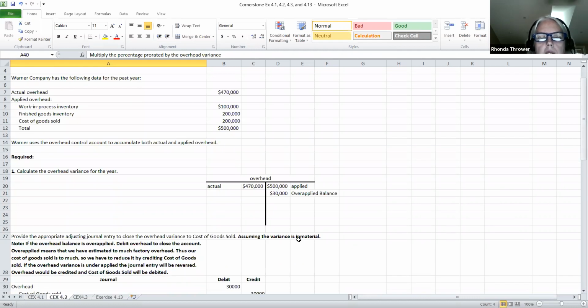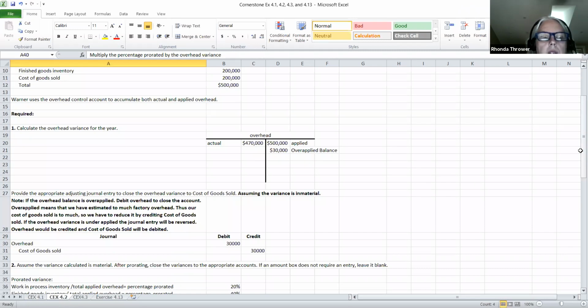And that's assuming that the 30,000 is immaterial. You would make a simple journal entry to reduce the overhead by $30,000. And when you do that, it will zero out this account here. For every journal entry, you have to have at least 1 debit and 1 credit. So when we debit the overhead account, we need a credit to go with that. And that credit will be to the cost of goods sold account.